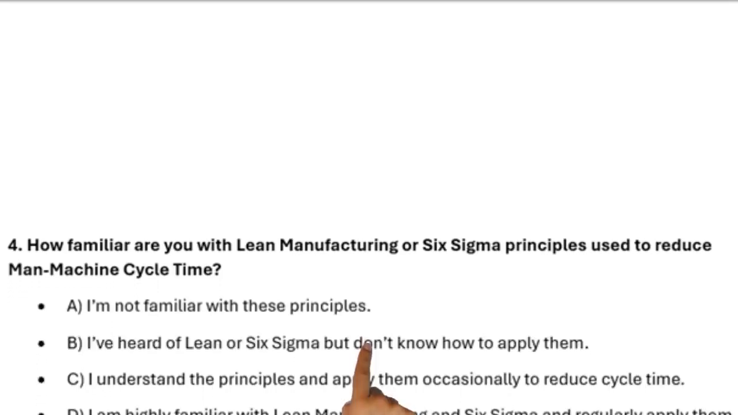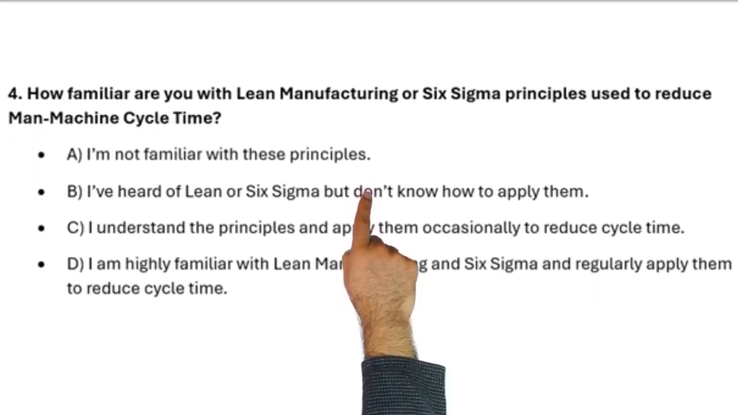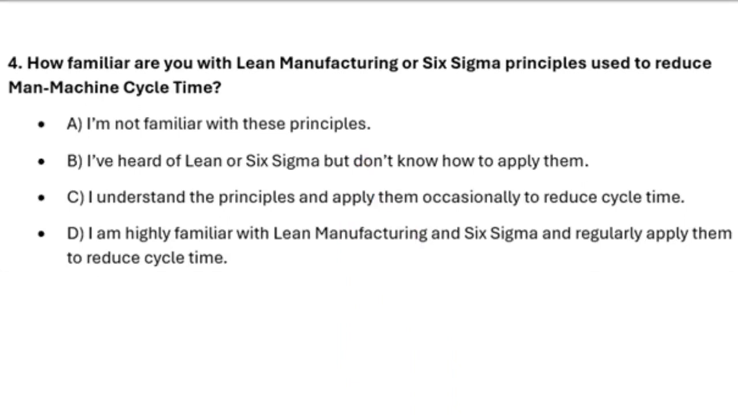4. How familiar are you with Lean manufacturing or Six Sigma principles used to reduce man-machine cycle time? A. I'm not familiar with these principles. B. I've heard of Lean or Six Sigma but don't know how to apply them. C. I understand the principles and apply them occasionally to reduce cycle time. D. I am highly familiar with Lean manufacturing and Six Sigma and regularly apply them to reduce cycle time.